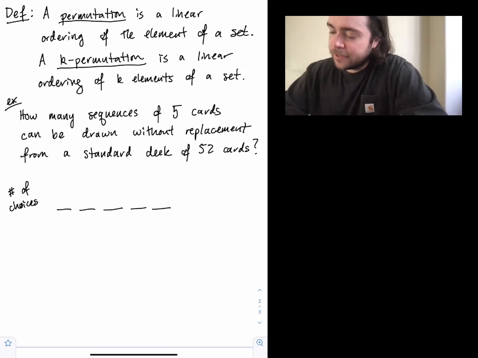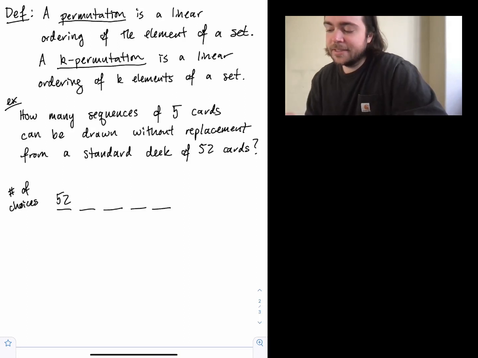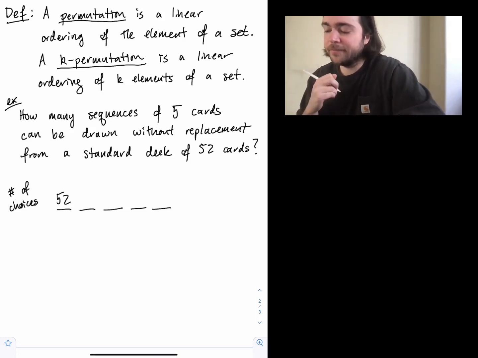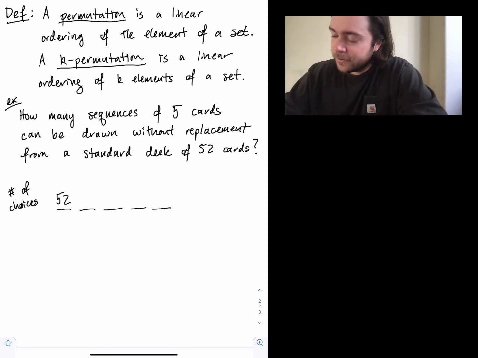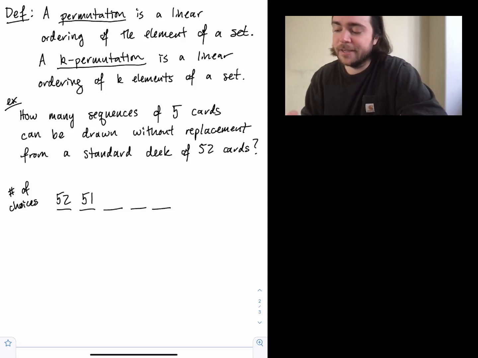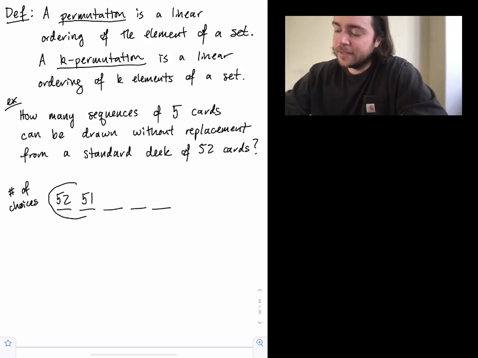Okay, so for the first card, of course, there's 52 cards in the deck, so there are 52 different cards I could draw first. And then for each of those cards I drew, okay, when I draw my second card, there are only 51 options remaining. Okay, so how many different choices are there for the first two cards I could draw?